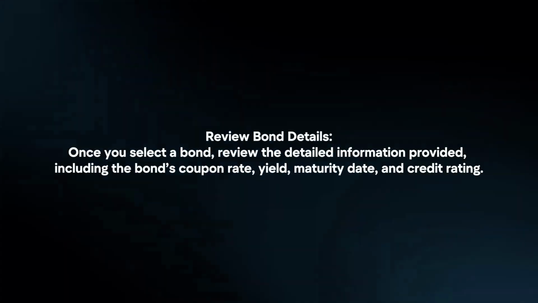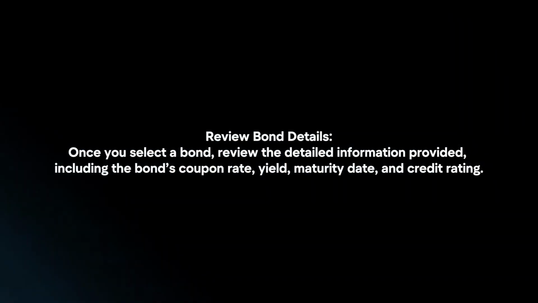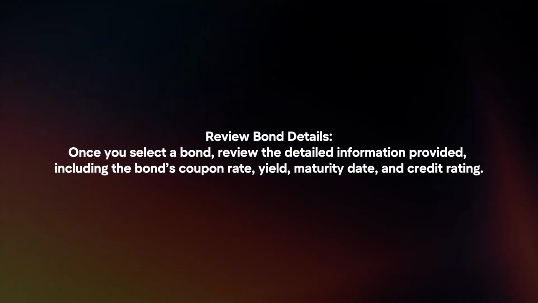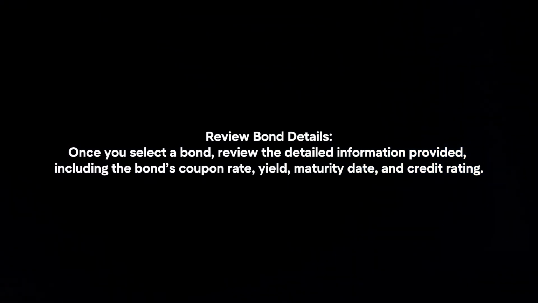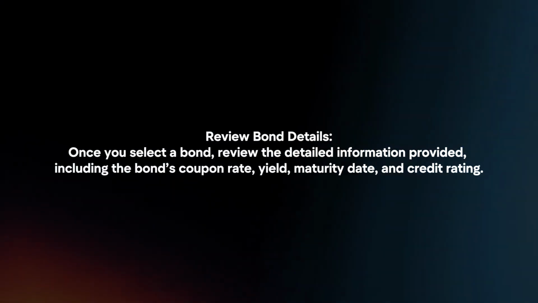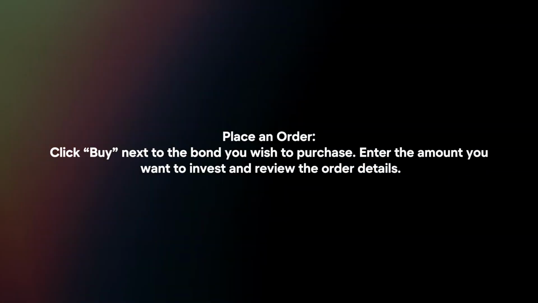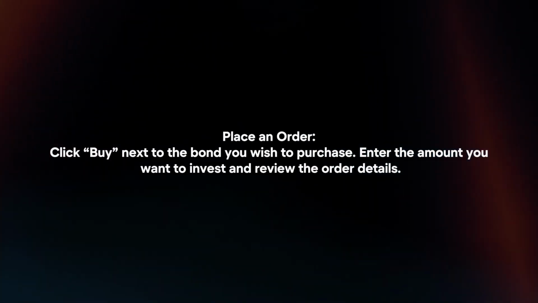Review bond details. Once you select a bond, review the detailed information provided, including the bond's coupon rate, yield, maturity date, and credit rating. Place an order. Click Buy next to the bond you wish to purchase.